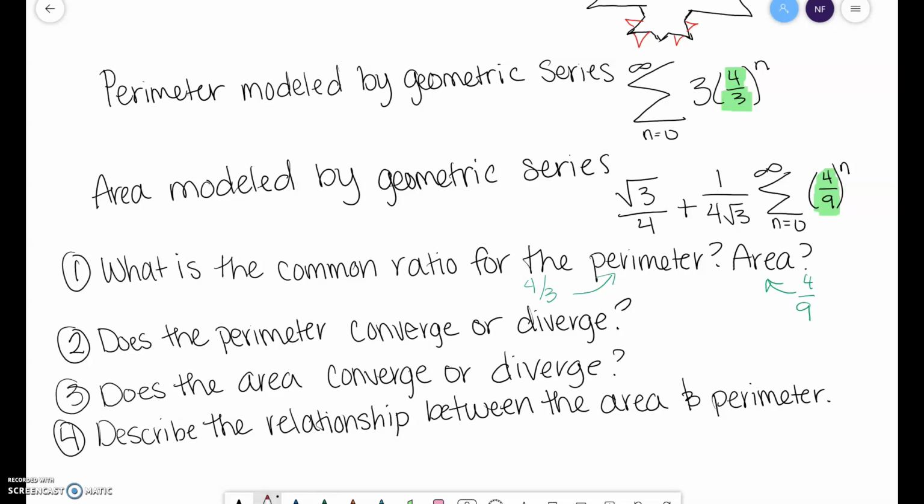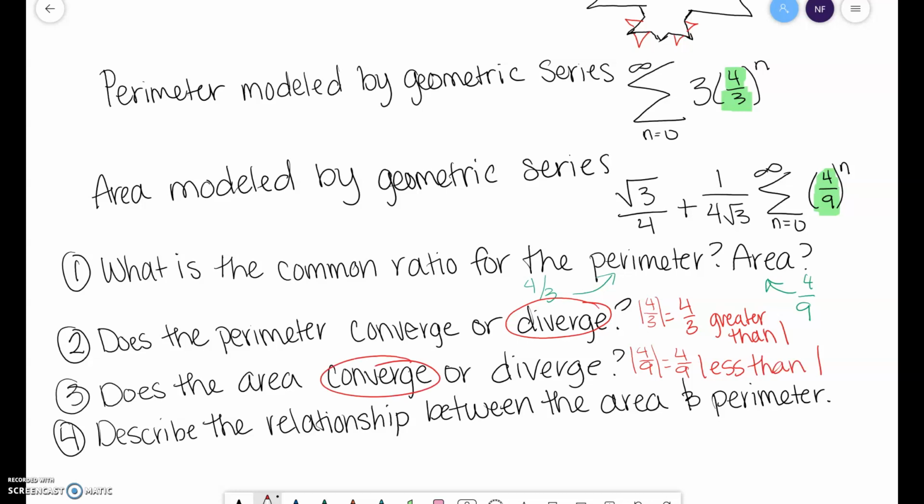Then it asks, does it converge or diverge? So looking at the perimeter, our ratio is 4/3. Take the absolute value of that, and we get 4/3. That is greater than 1. So it is going to diverge. Does the area converge or diverge? We're looking at 4/9. That is less than 1. So it's going to converge.